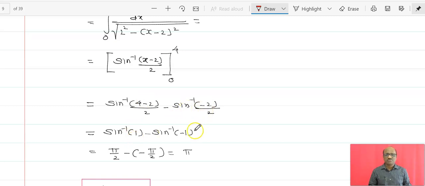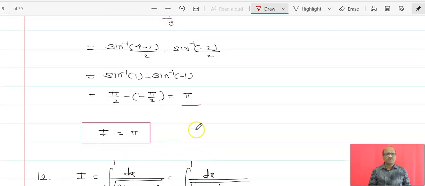What about the sine inverse of minus 1? That is minus pi by 2. And therefore sine inverse of 1 is pi by 2 and sine inverse of minus 1 is minus pi by 2. You have learned these values in the 11th standard. That is minus in bracket minus pi by 2, that is pi by 2 plus pi by 2. Then you will get pi, and hence the answer is I is equal to pi.